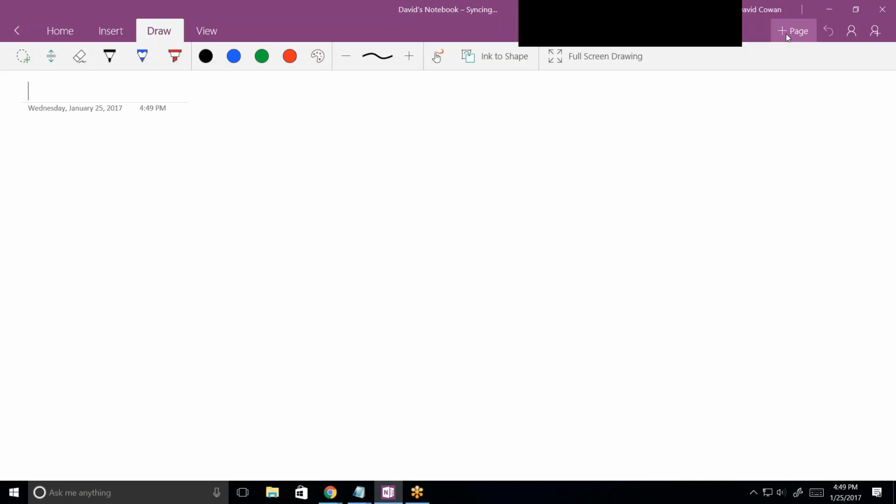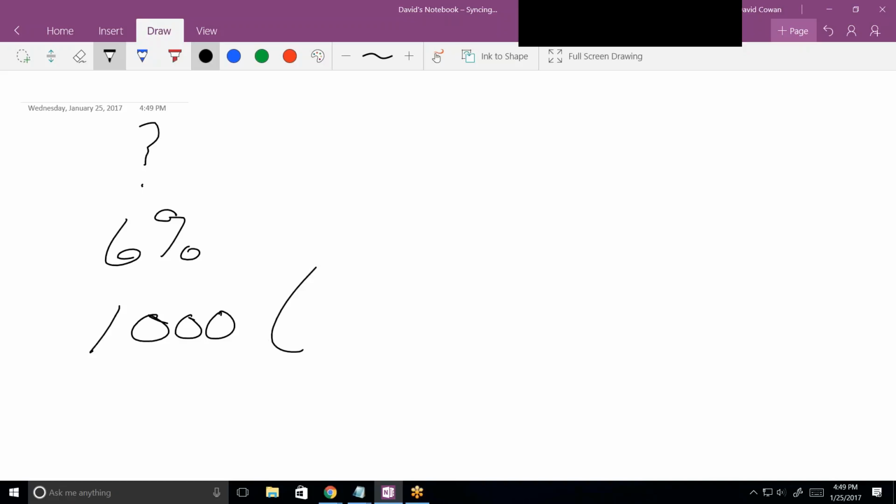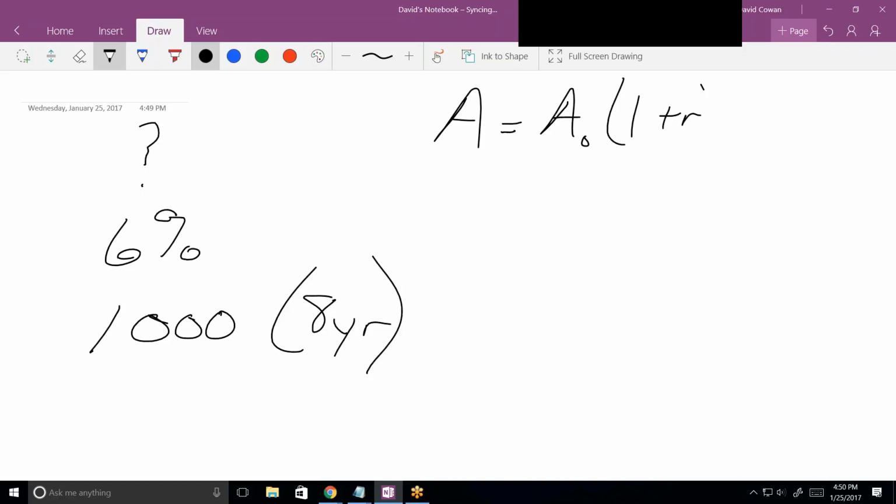So it's how much must you deposit in an account that pays 6% interest compounded yearly to have a balance of 1,000 after 8 years? Okay. I always recommend with math that almost no matter what the problem is, you start out with the general formula. This is the general formula. Always start out with that.